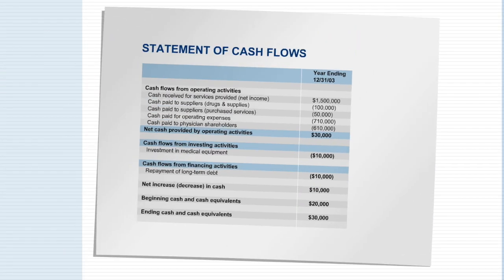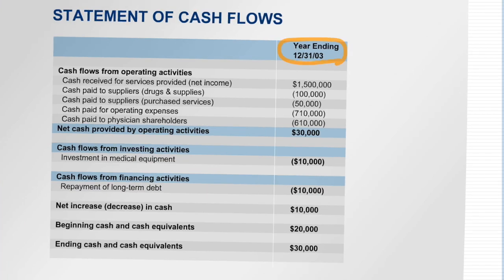Here's a sample statement of cash flows for a typical medical practice covering the year ending on December 31, 2003. Let's take a look at the elements that make up the cash flows from operating activities. Note that items in parentheses are negatives. Cash received for services provided is $1,500,000. Cash paid for drugs and supplies is $100,000. Cash paid for services is $50,000. Cash paid for operating expenses is $710,000, and cash paid to physician shareholders is $610,000. So, the net cash provided by operating activities equals $30,000.